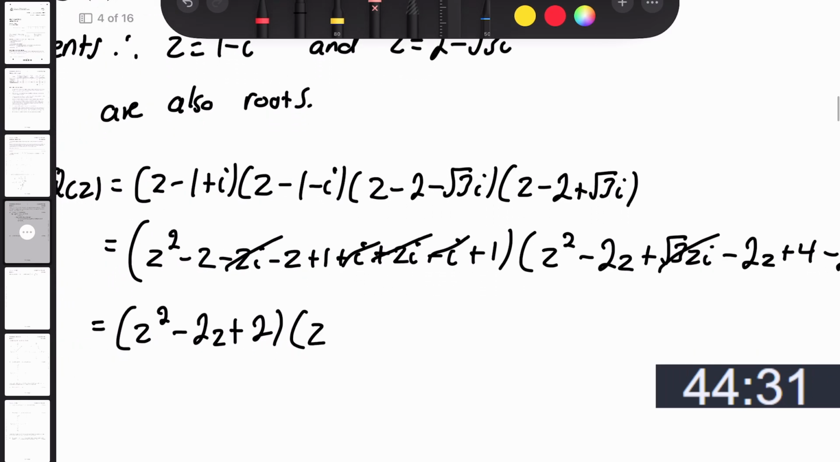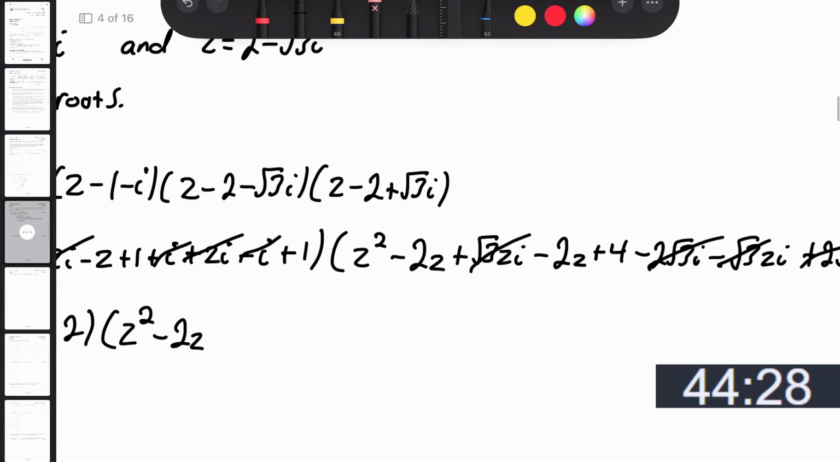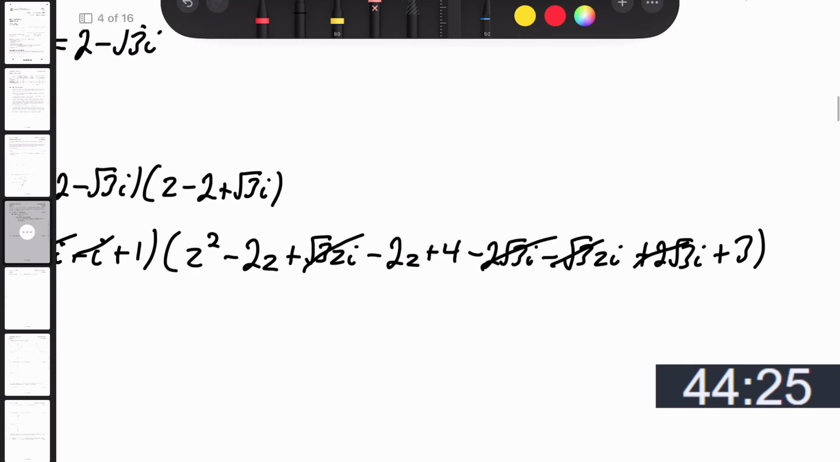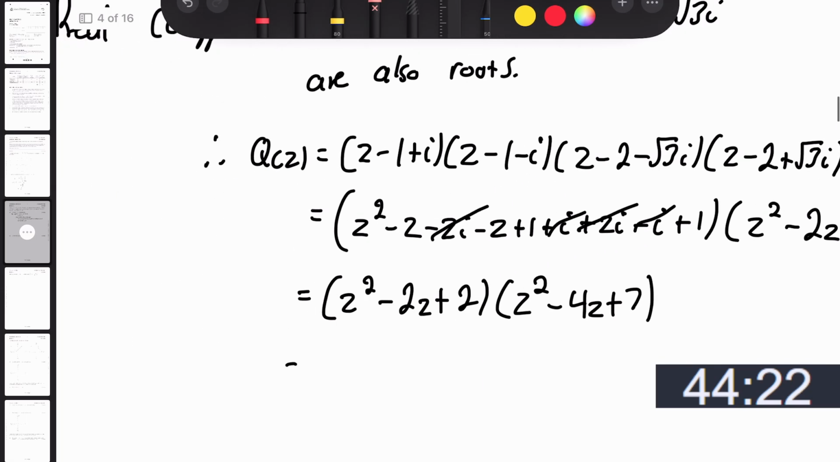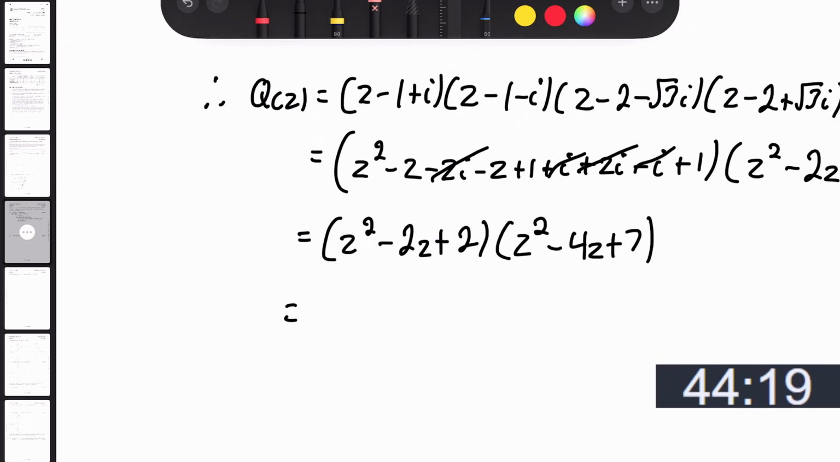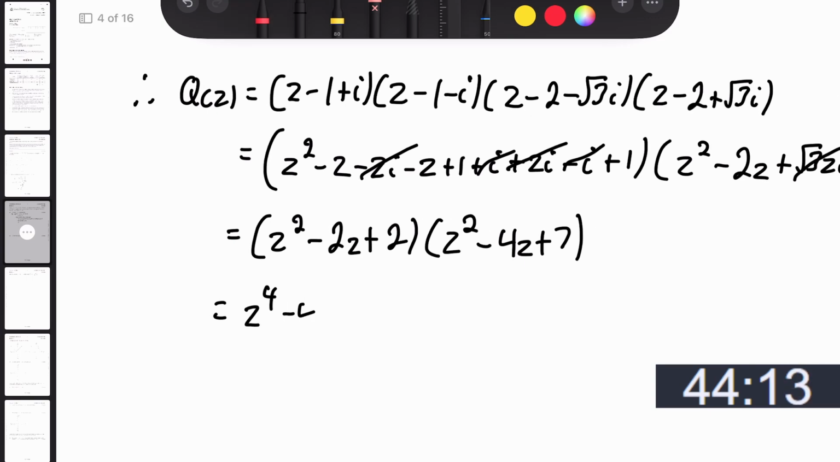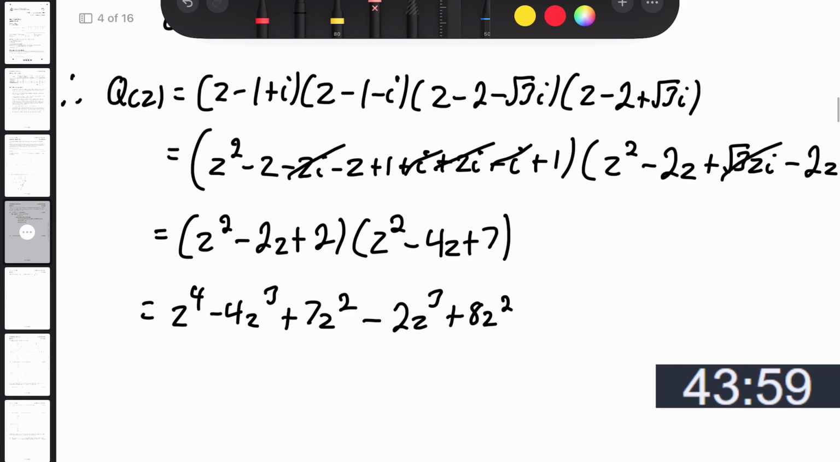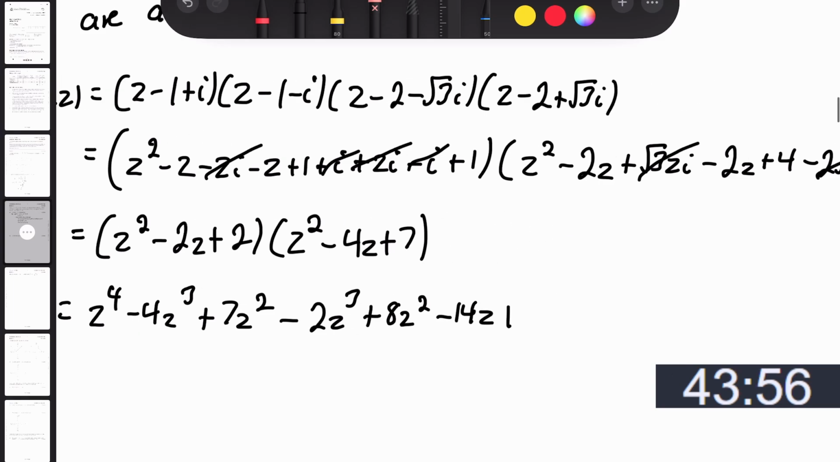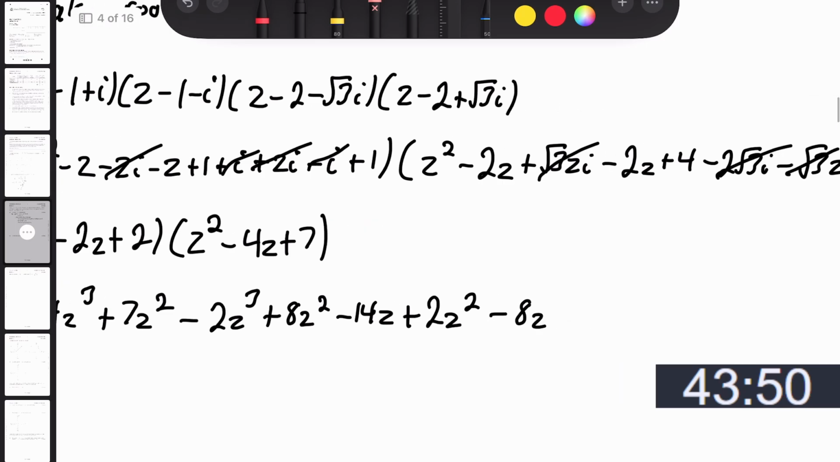Okay, so then this will be z squared minus 2z minus 4z plus 7. And this is going to equal, what are these terrible things? So z to the power 4 minus 4z to the power of 3 plus 7z squared minus 2z to the power of 3 plus 8z squared minus 14z plus 2z squared minus 8z plus 14.